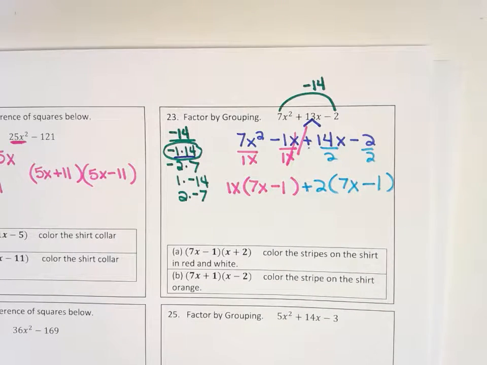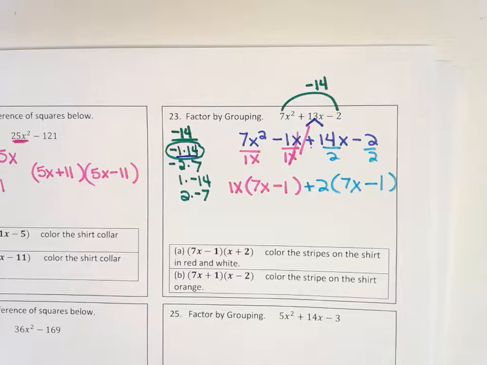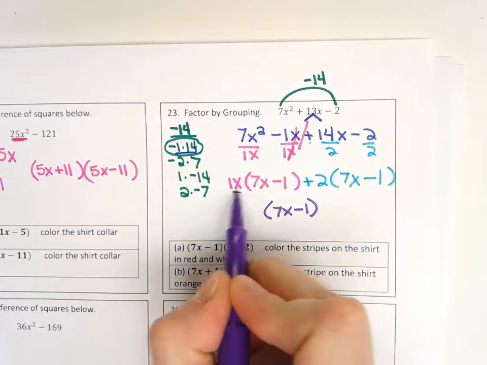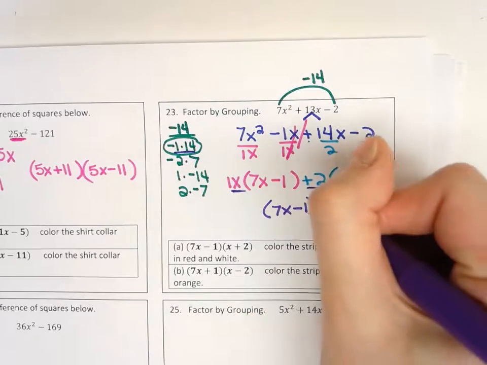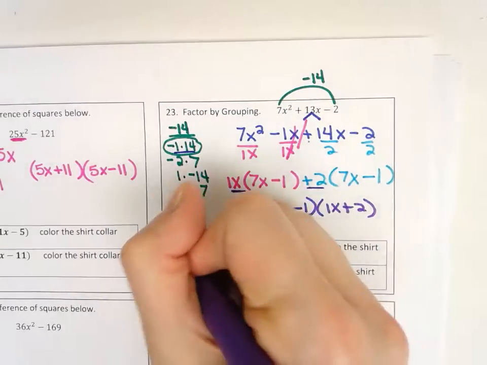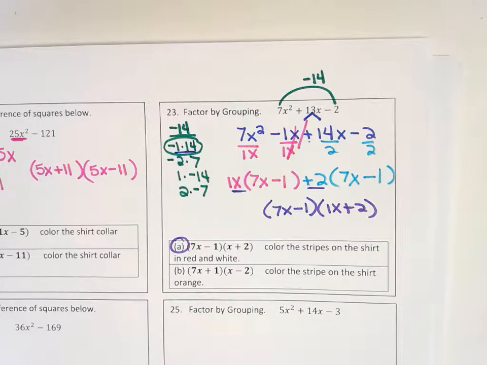Now I do have the same thing in both sets of my parentheses. That's half of my answer, 7x minus 1. The other half is my leftovers, the 1x plus 2. And this matches up with answer choice A. Now make sure that you show all of your work in order to get full credit.